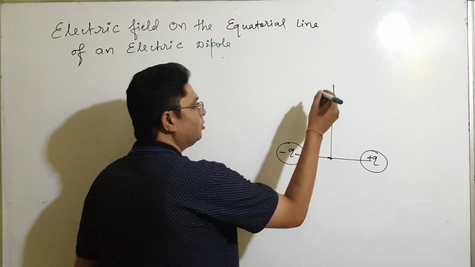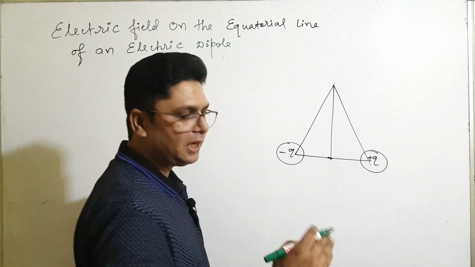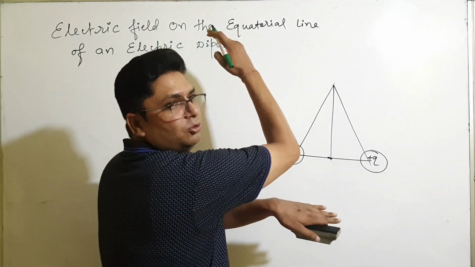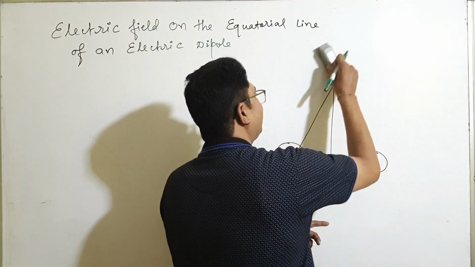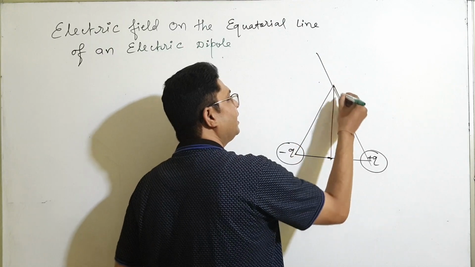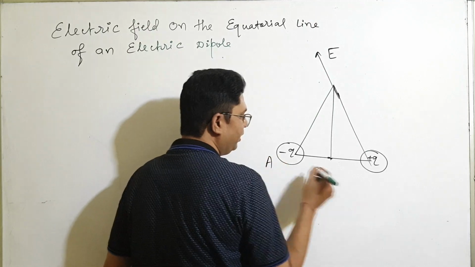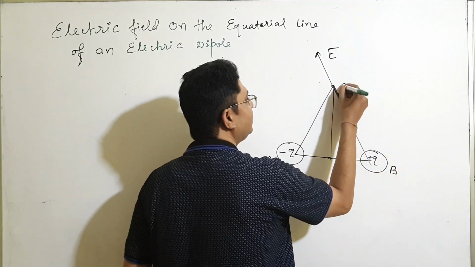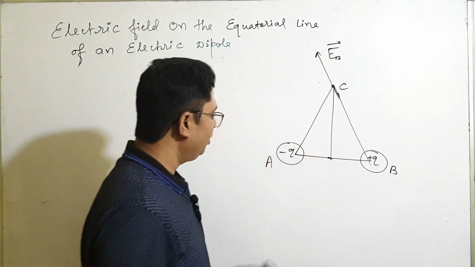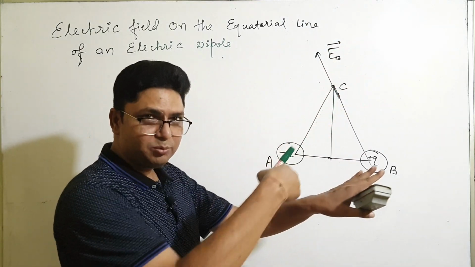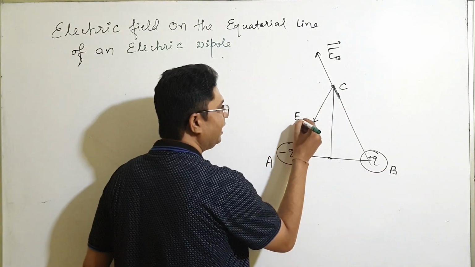Now let us join these 2 points. Then due to this plus charge, electric field will move outside. This will move away from the charge. So we will extend this line. This gives you E. Let this be A point, this is B point, this point is C. So this is E due to charge at B. Electric field due to negative charge will go inside the negative charge. So this is electric field E due to charge at A.